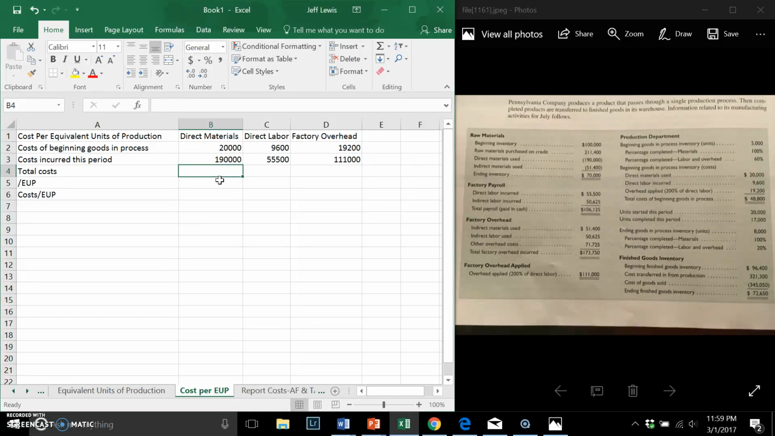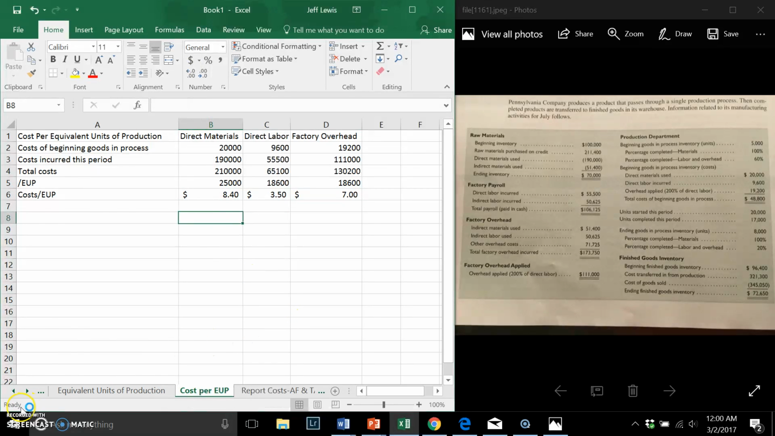Okay. Now, total cost just literally equals the sum of this column plus that column. And I'm just going to drag this across. And there's the total costs for direct materials, direct labor, and factory overhead. So now, to find the cost per equivalent units of production, which is why we're making this table, all we do is we enter our EUPs in here from the last problem. So that's 25,000 for direct materials, 18,600 for direct labor, and 18,600 for factory overhead. And then to calculate cost per EUP, you just take your total costs, and you divide by EUP, and then you can just drag across, and there is your cost per EUP.